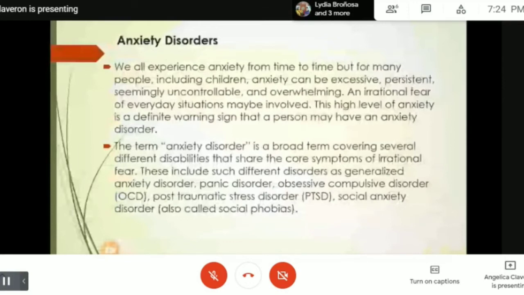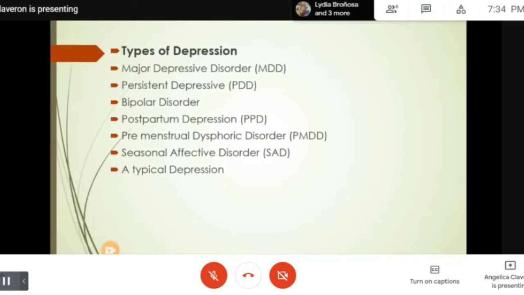We all experience anxiety from time to time. But for many people, including children, anxiety can be excessive, persistent, seemingly uncontrollable, and overwhelming. And postpartum depression is a depression suffered by a mother following childbirth arising from the combination of hormonal changes, psychological adjustment to motherhood and fatigue.